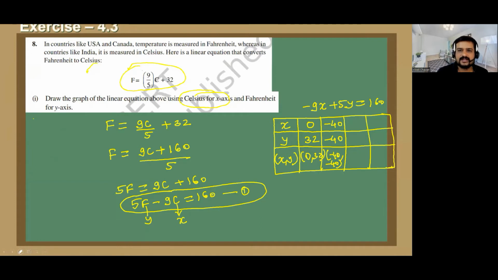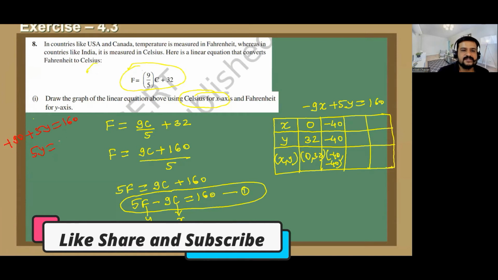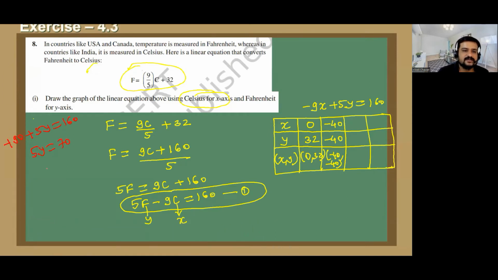Okay. Sarthak is telling minus 10 comma 14. So let's check that value. Minus 10 means this will become minus, plus 90, plus 5y is equal to 160. So 5y will be equal to 160 minus 90. How much does it come? It comes 70. So y will be equal to 14. So when I take x is equal to minus 10, I get y as 14. So minus 10 comma 14 is the coordinate.